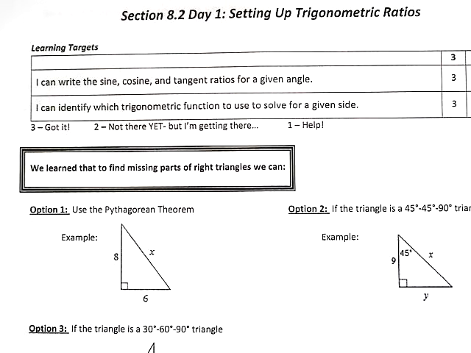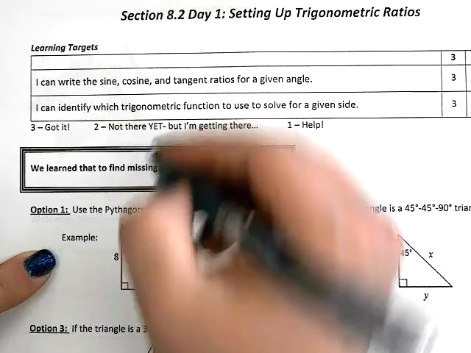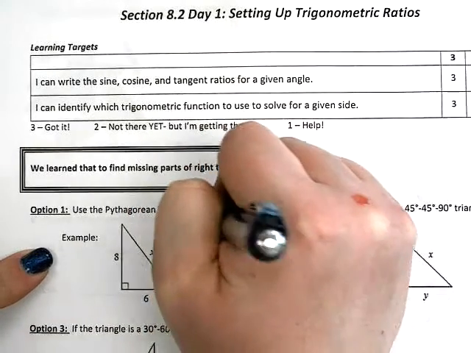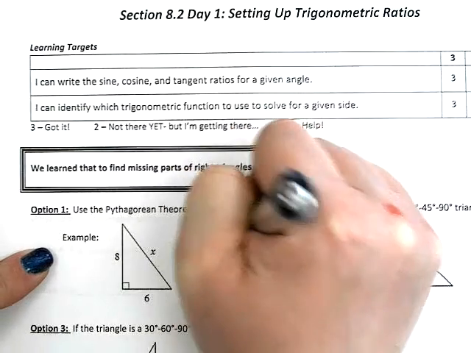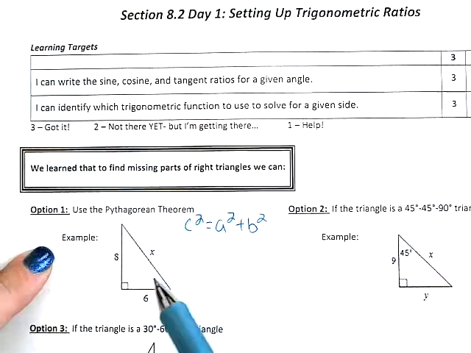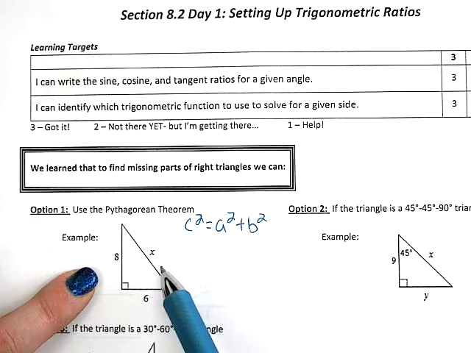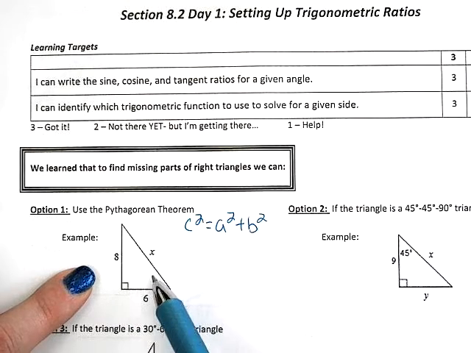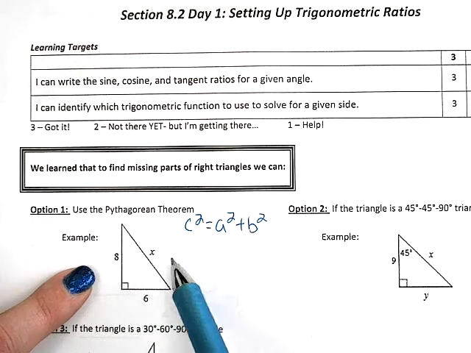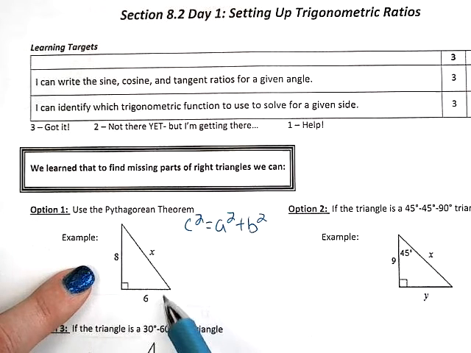We've learned how to find missing parts of a right triangle, right? So we've done Pythagorean theorem. So we know that c squared is equal to a squared plus b squared. We use Pythagorean theorem if we know two sides of a right triangle and we're looking for the third. Okay, that's the only time we can use Pythagorean theorem. If I only know one side, I can't use Pythagorean theorem. If I know something about angles, I can't use Pythagorean theorem. I only use that when I know two sides of the right triangle and I'm looking for the third.